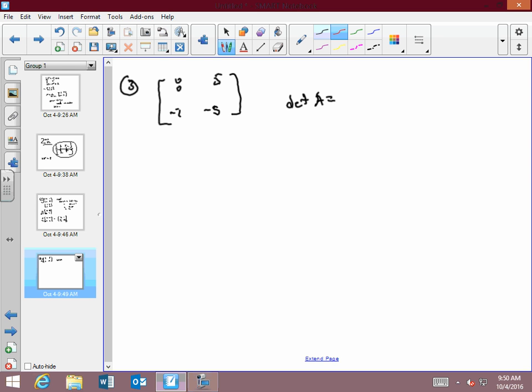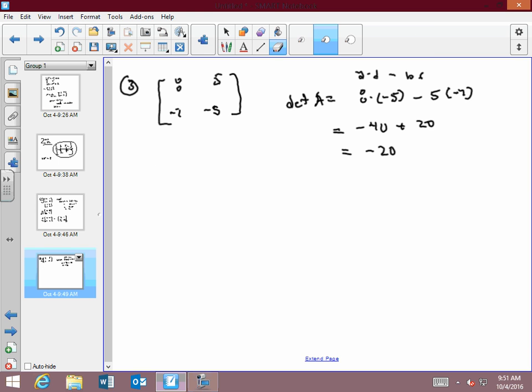Okay, and that determinant is AD, so 8, it's AD minus BC, so it's 8 times minus 5 and minus 5 times a minus 7. Minus 40 plus 20, so we get a minus 20. And then we want to interchange this matrix. I want to put 1 over minus 20. And then this is going to be a minus 5 and 8.